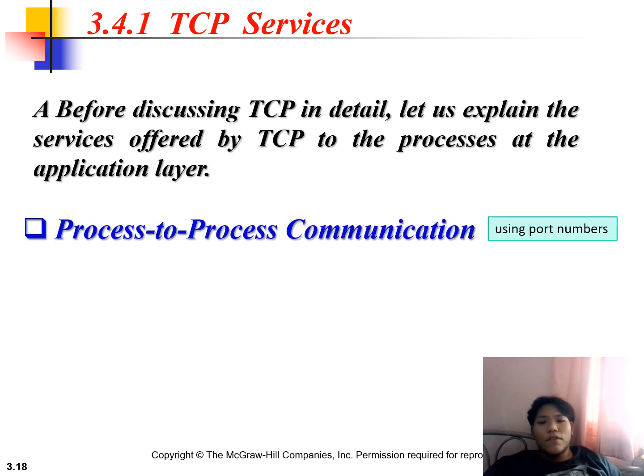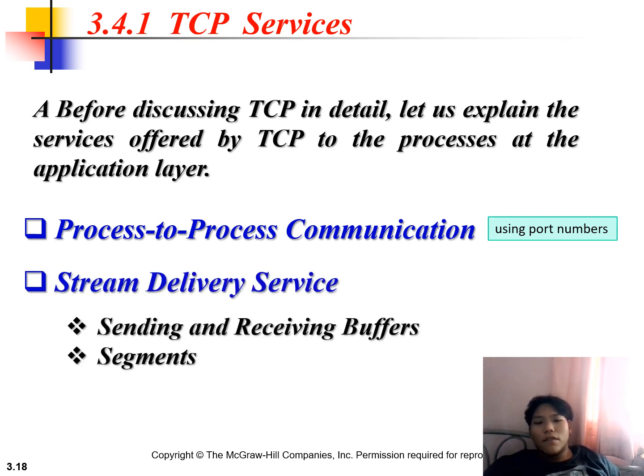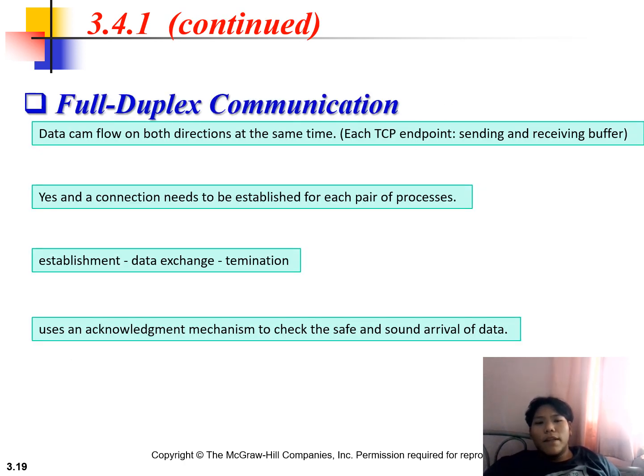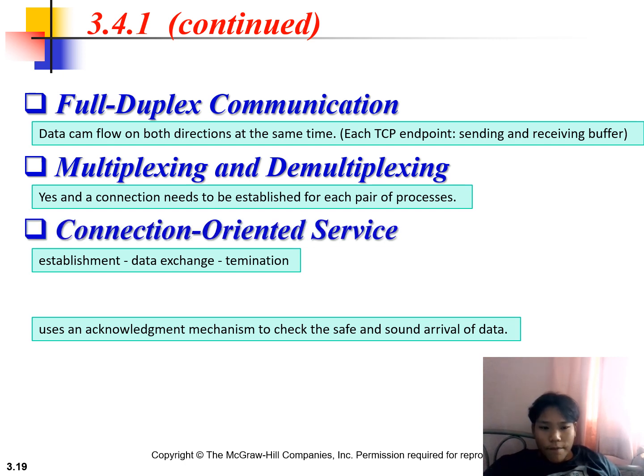It is a process-to-process communication using port numbers. Stream delivery service, sending and receiving buffers and segments. Full duplex communication: data can flow in both directions at the same time. Multiplexing and demultiplexing: yes, and a connection needs to be established for each pair of processes. Connection-oriented services: establishment, data exchange, and termination. Reliable services: uses an acknowledgement mechanism to check the safe and sound arrival of data.